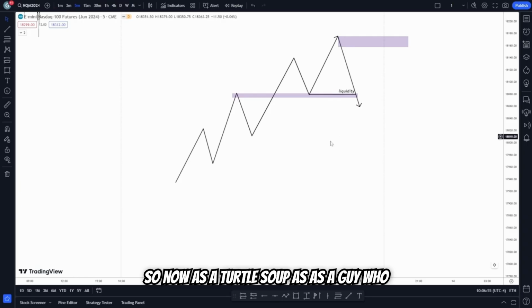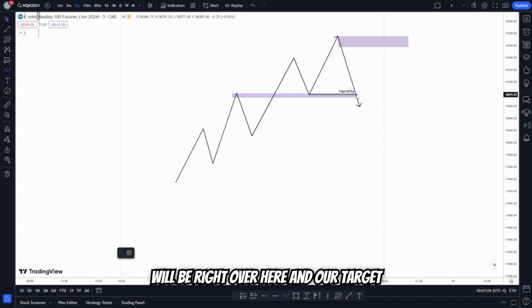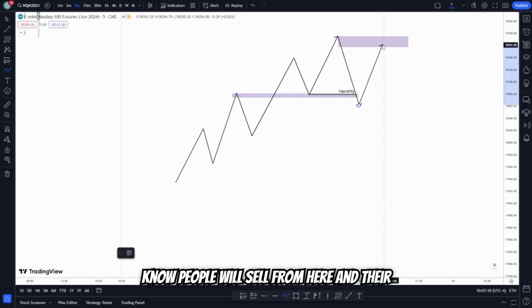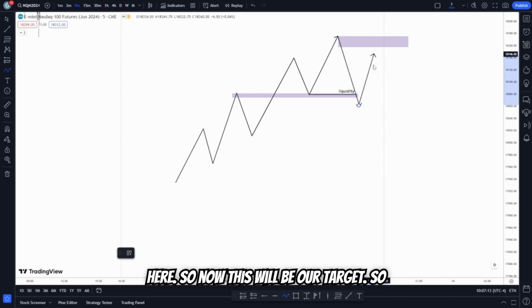So now as a guy who is trying to find a turtle soup setup, we know that price has taken the liquidity from below this low. So now our entry will be right over here and our target will be these highs, because we know people will sell from here and their stop loss will be somewhere around over here. So now this will be our target.